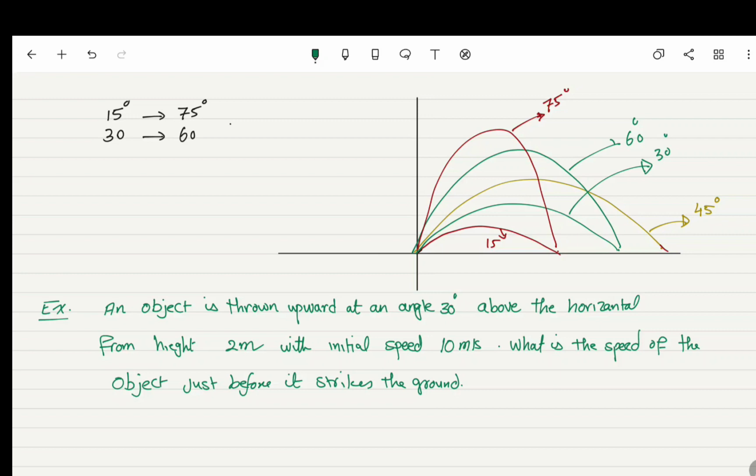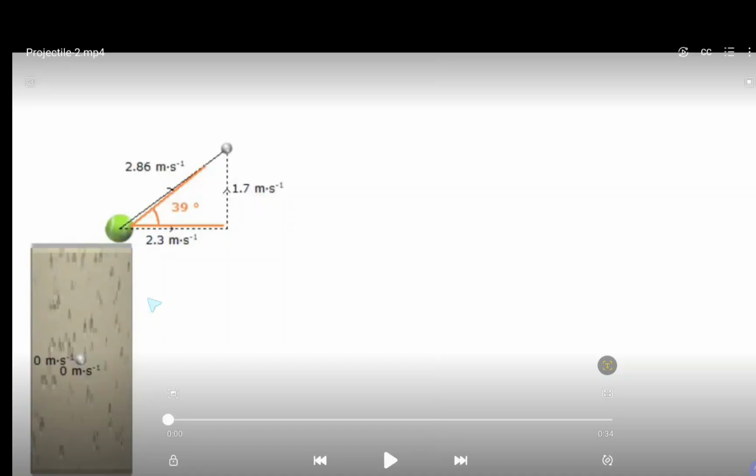Before solving this problem, let's look at this model. This situation is similar to the situation in the example. This object is thrown with an initial velocity, as you can see here, and this is the y component of the initial velocity, and this is the x component of the initial velocity. The object in this case is thrown at some angle, 30 degrees.